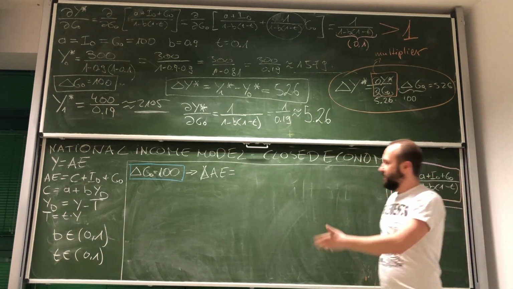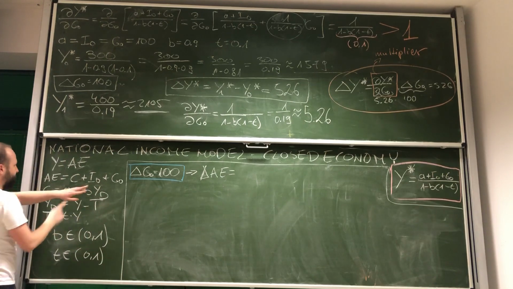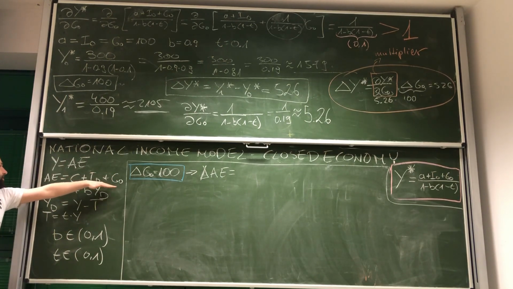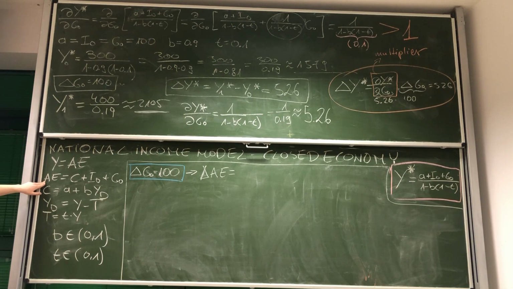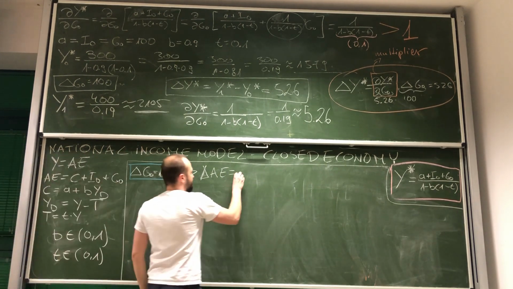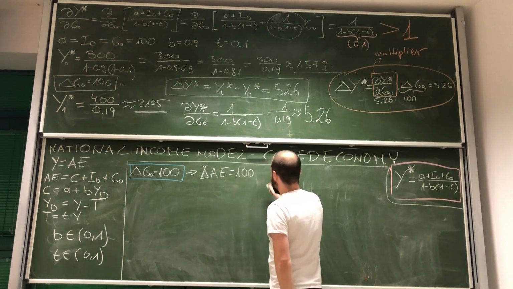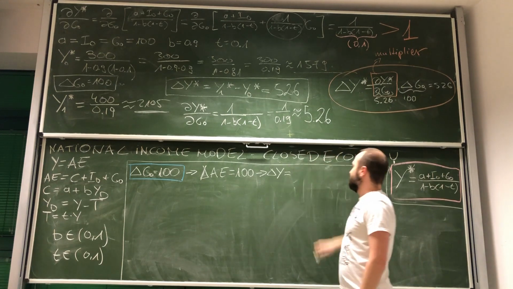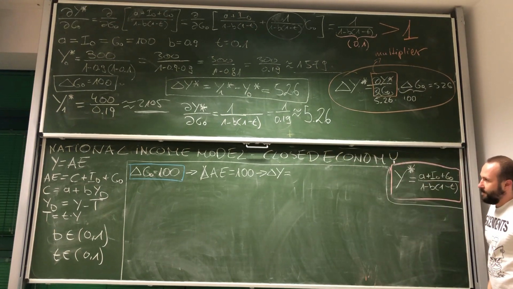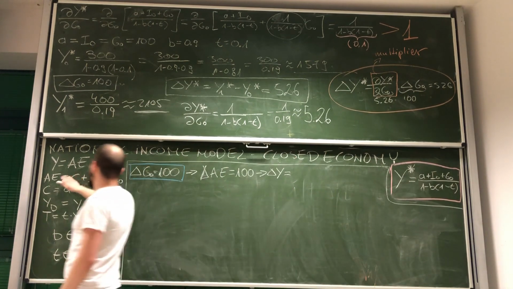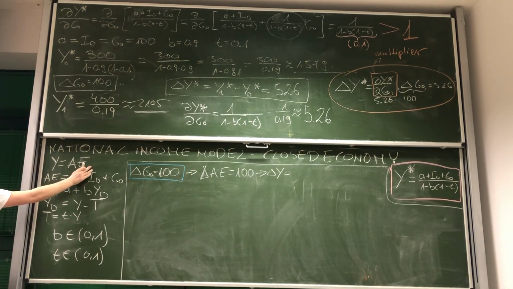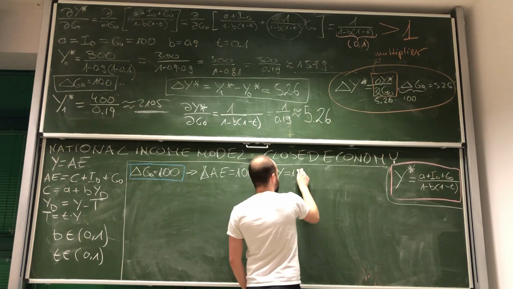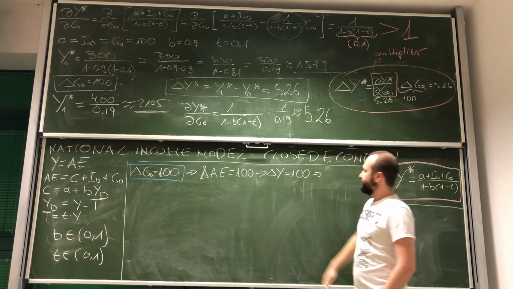Well, this is easy, right? If government spending increases by 100, it means that aggregated expenditures are increasing by 100. So in this situation, what will happen to income? Well, income is equal to aggregated expenditures, right? So if aggregated expenditures increase by 100, income must increase by 100 as well.